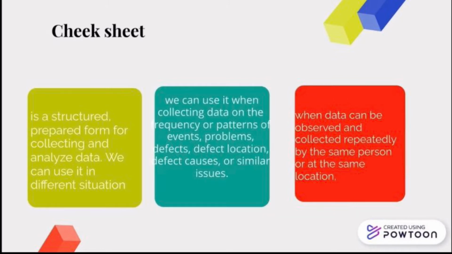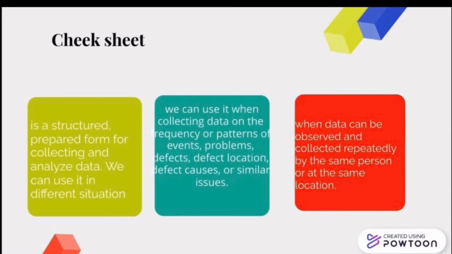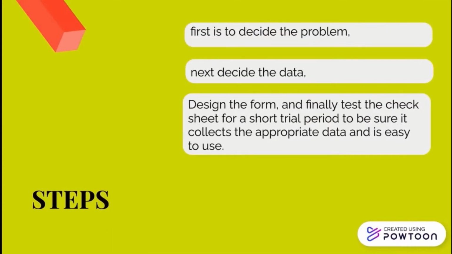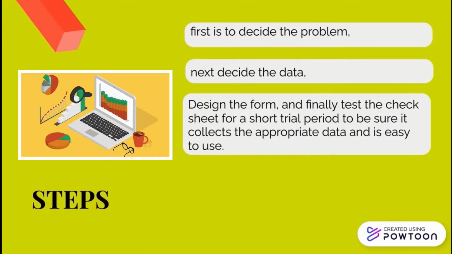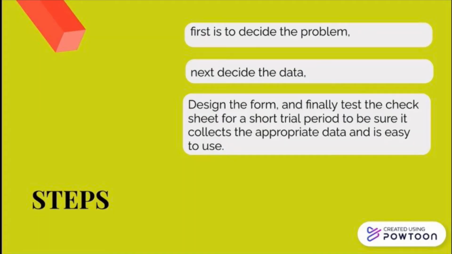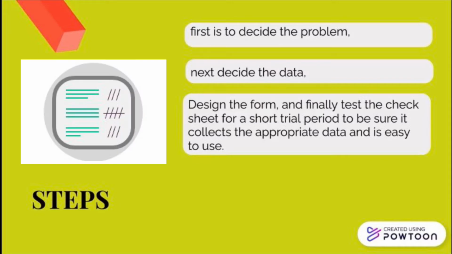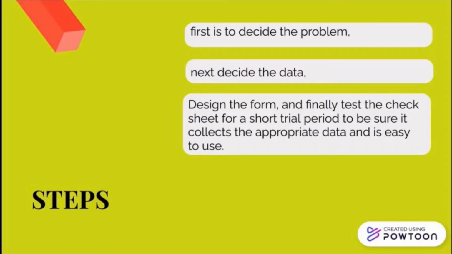We can even use it when collecting data on the frequency or patterns of events, problems, defects, defect location, defect causes, or similar issues. The steps to create one are the following. First is to decide the problem. Next, decide the data. Then design the form. And finally, test the check sheet for a short trial period to be sure it collects the appropriate data and is easy to use.